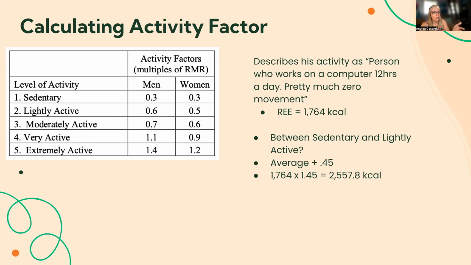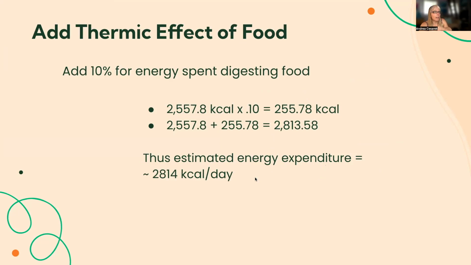It just takes out a step if you multiply it times 1.45. And then we're going to add the thermic effect of food, which is an additional 10% for the energy that the body's spending when it's digesting food. 10% of that is 255.78 kilocalories. We add that to our original number, and we end up with about 2,814 kilocalories per day.